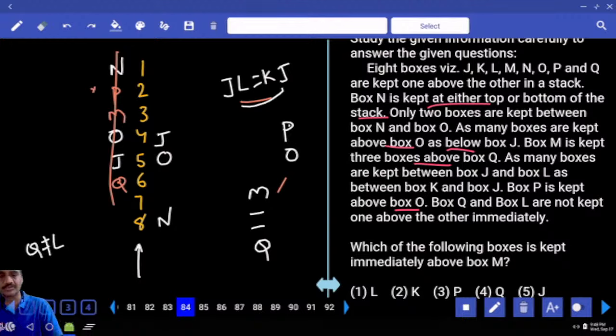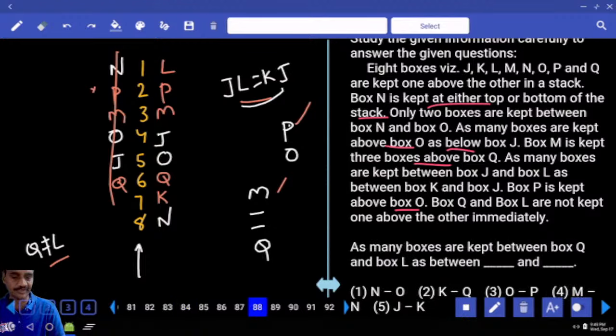Then, coming back to this one, M and Q. Where can we have this M? The only possibility is M is here, at the third. Then Q will be here. If Q is here, Q and L are not adjacent to each other. J is exactly between K and L. As J is exactly between K and L, hence K is here, because L cannot be adjacent to Q. Then, if K is here, between J and K there are 2, so between J and L there are 2, and L must be here. L is here, P is above this, so P is here. Done?